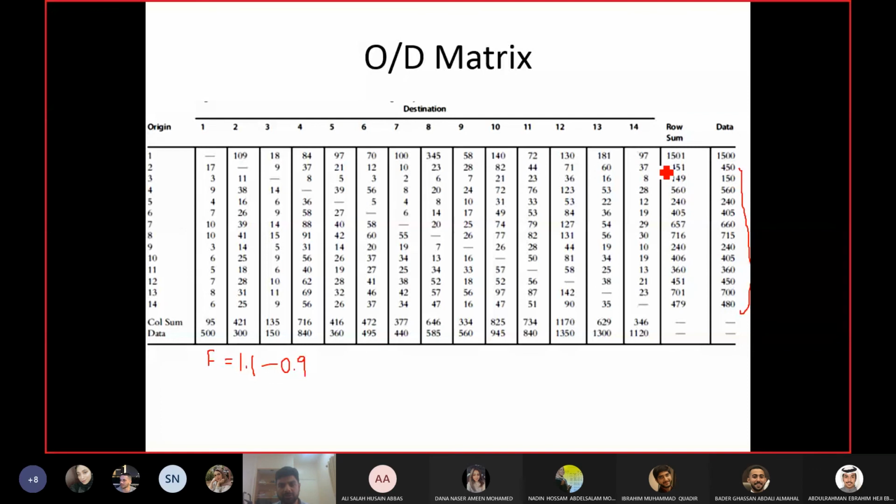So 1500 upon 1501 is how much? 0.999, which is almost 1, no problem. And we can see it here as well. And how about for the first column? 5.26. Okay, give me for the second column as well. Doctor, it's 5.3 for the first one. And the second one? 0.71.